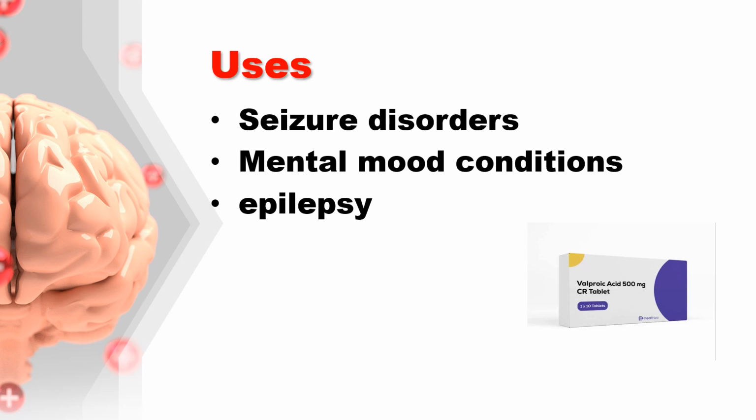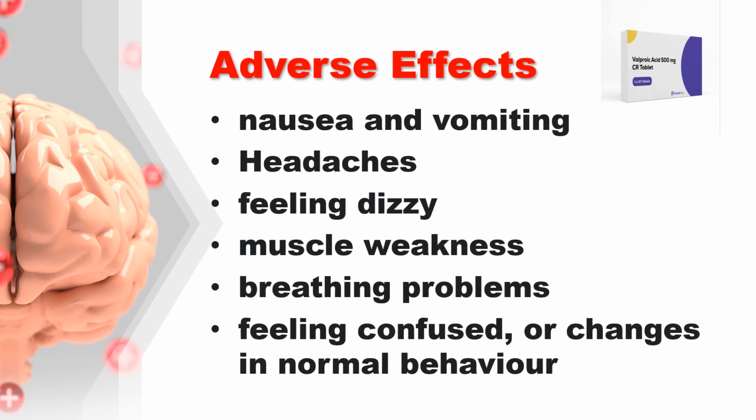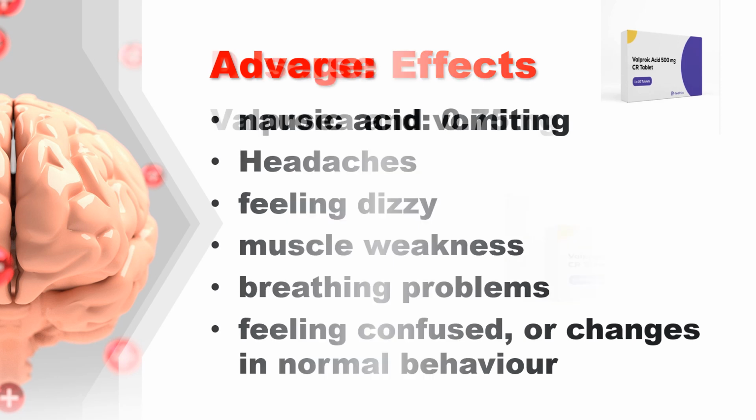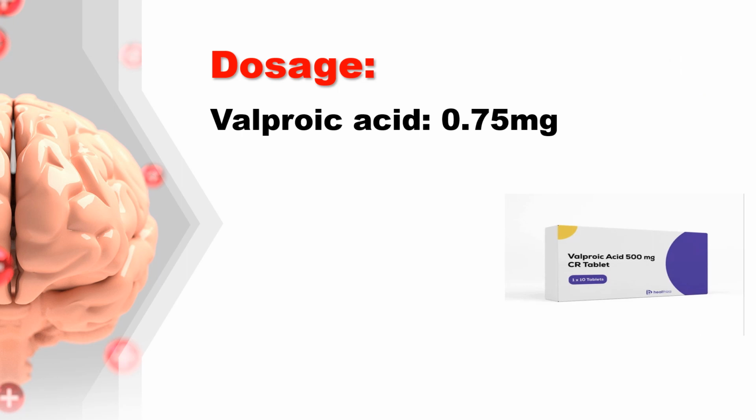Uses: it is used in the treatment of seizure disorders, mental mood conditions and epilepsy. The adverse effects caused by using valproic acid for a longer time are nausea and vomiting, headache, feeling dizzy, muscle weakness, breathing problems, feeling confused or changes in normal behavior. The dosage of valproic acid is 0.7 mg.